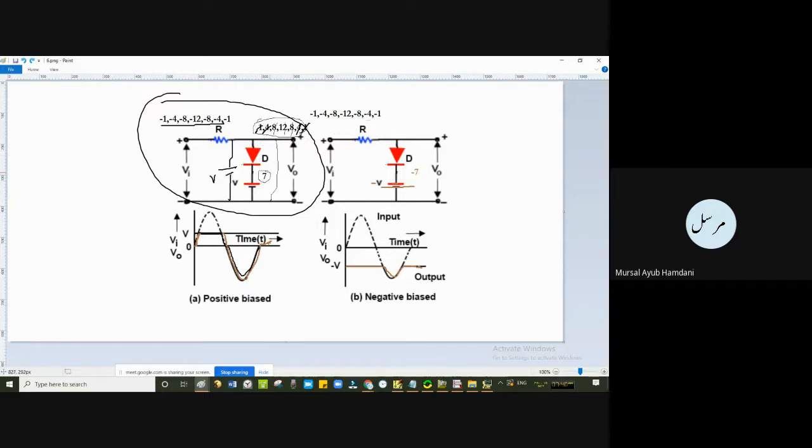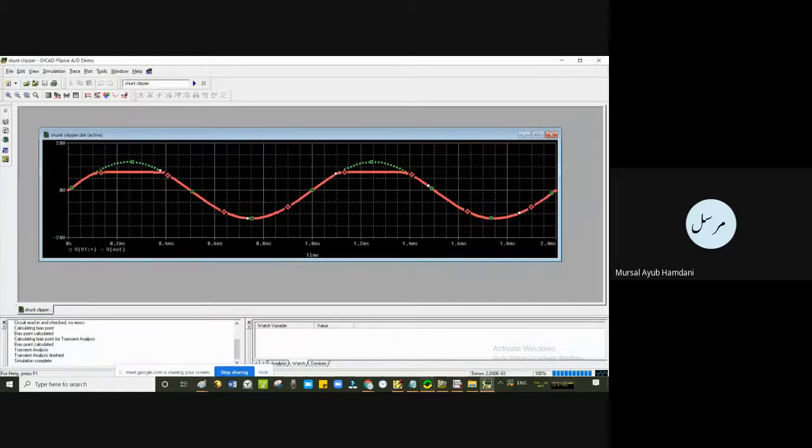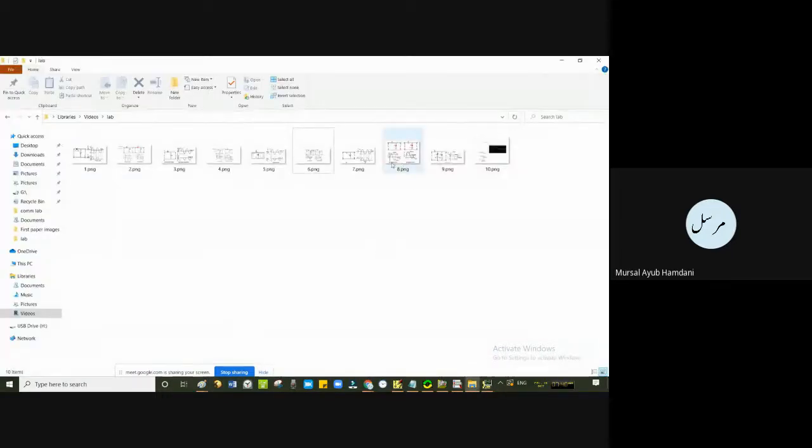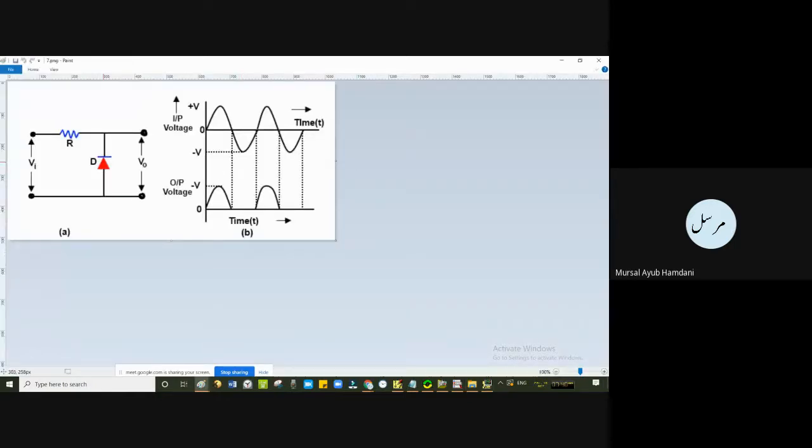Then this diode can point upwards, and then still we have some values, and accordingly we'll get the clippings. Now you see here another direction pointing upwards. Now in this case the negative one will get clipped.